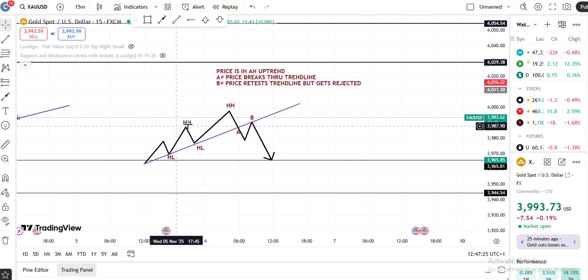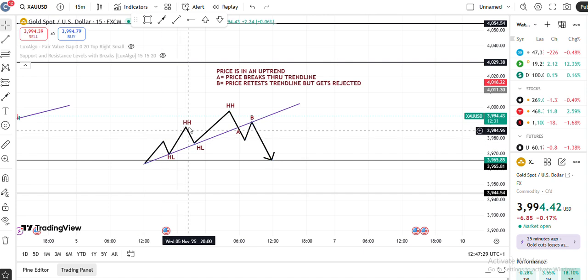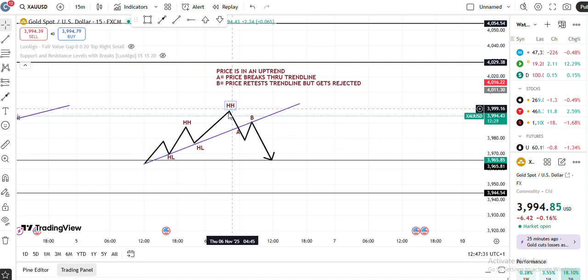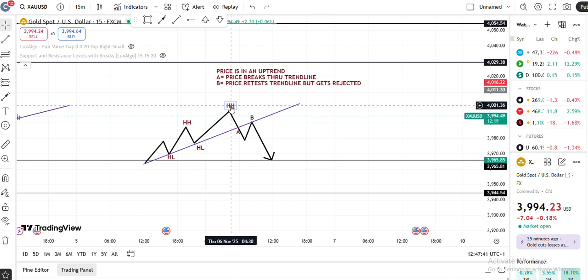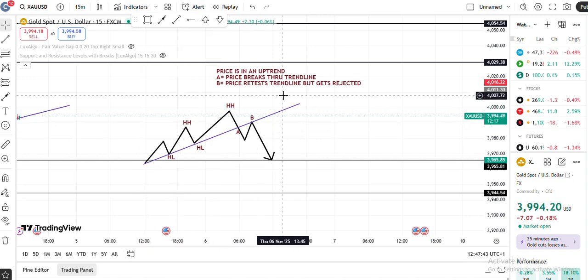So this high is higher than the previous high, so it's a higher high. This other one is higher than the previous high, so it's a higher high. So price makes a high, makes a low, makes a higher low, higher high. So this is what we call an uptrend.